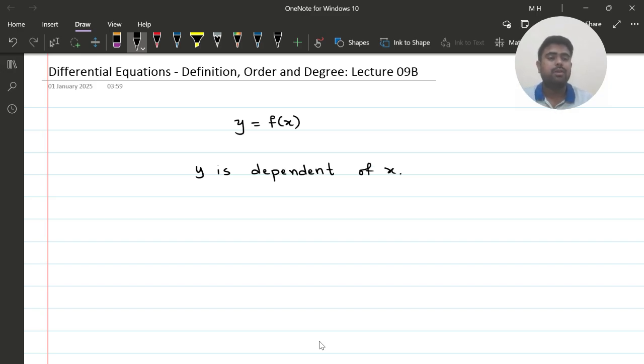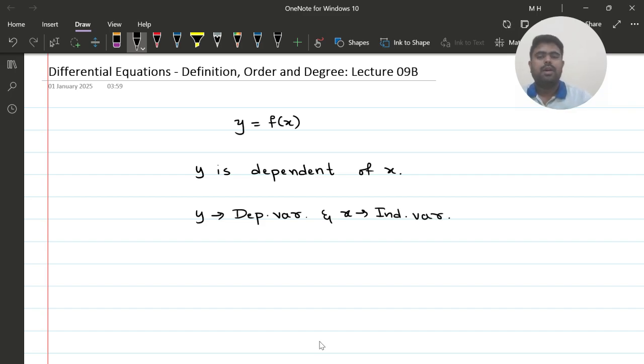We can select the value of x independently, but we cannot decide the value of y. The value of y is decided by the function. So therefore we call y the dependent variable and we call x the independent variable.